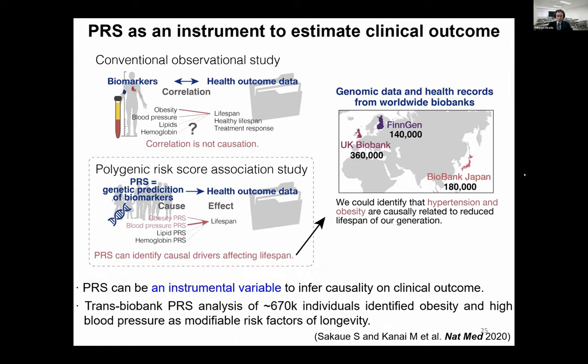And this is one of the cross-biobank achievements. PRS can also be used as an instrumental variable to infer causality on clinical outcomes. So cross-biobank PRS causality analysis tells us that obesity and high blood pressure are modifiable risk factors for longevity.